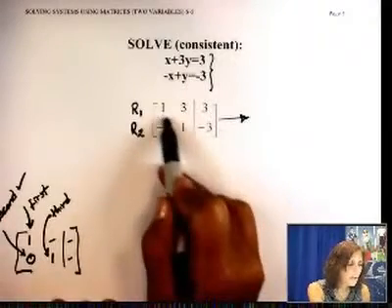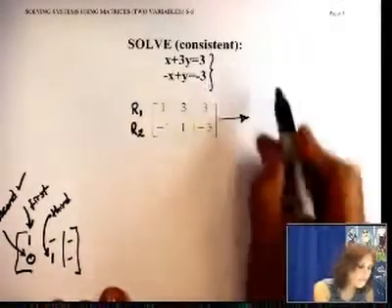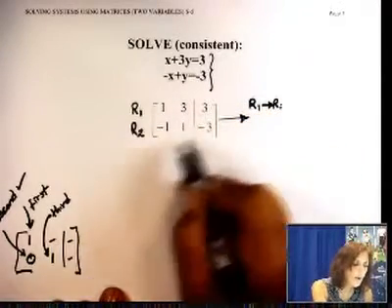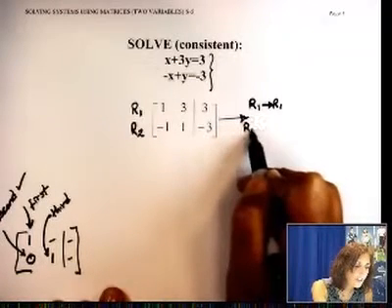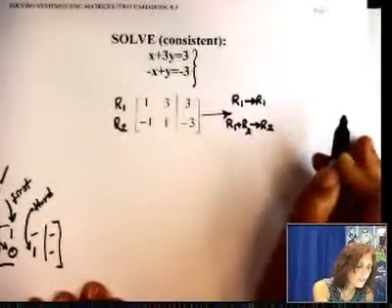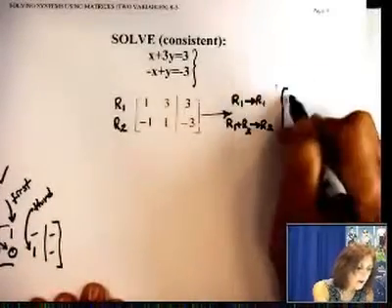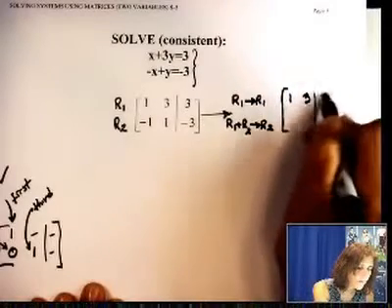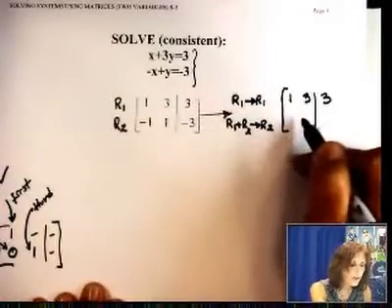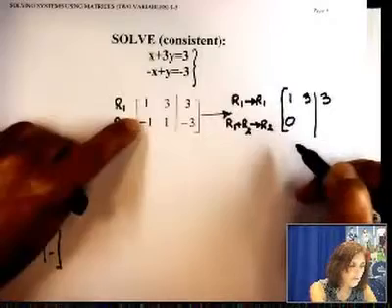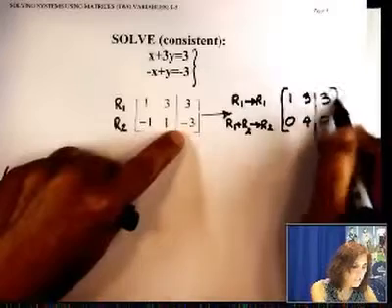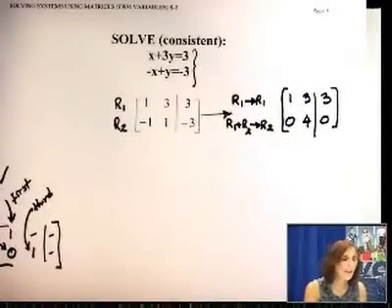Now, I need to zero this number. How am I going to do that? Leave R1 alone. I just write it. What I'm going to do is add R1 and R2 and put it in R2. Look what that looks like. So leave R1 alone and add first and second, and put it in here. So 1 minus 1, that's 0. 3 plus 1, that's 4. 3 minus 3, that's 0. Does it make sense?